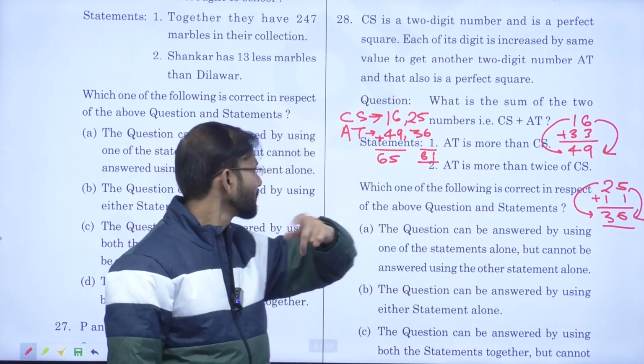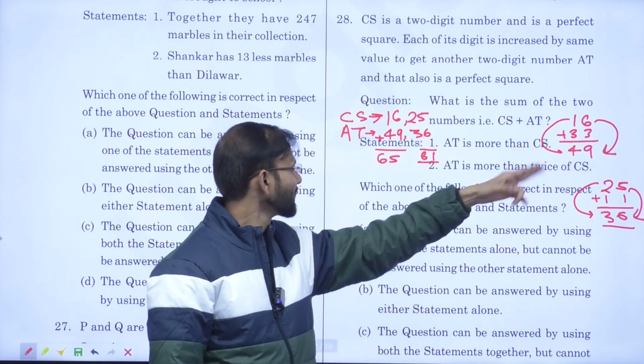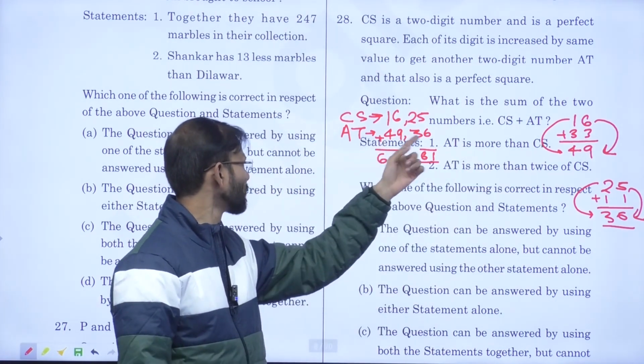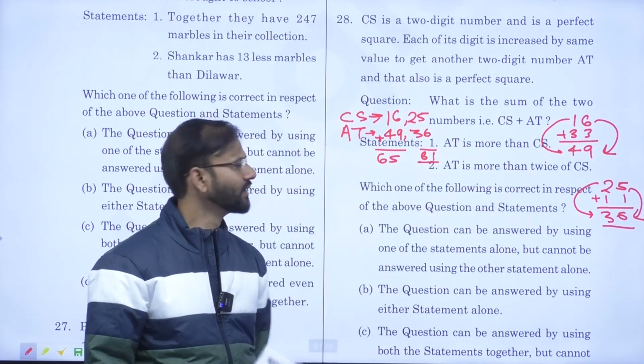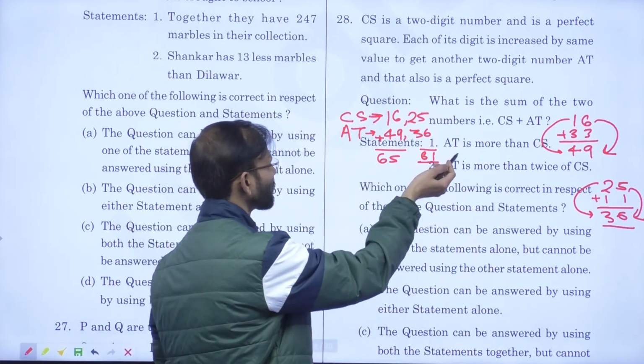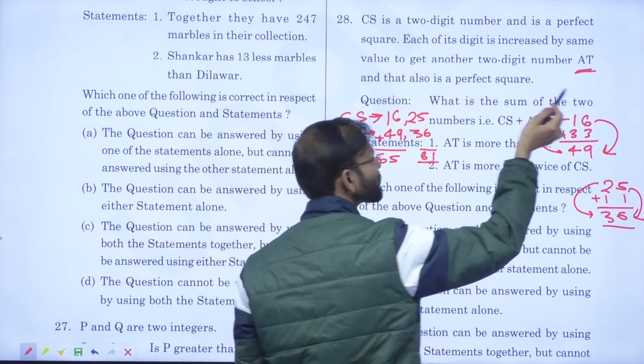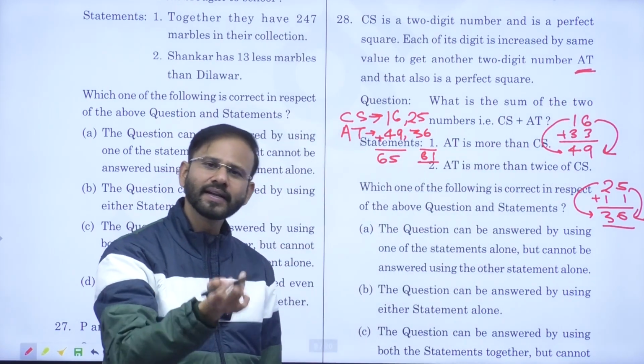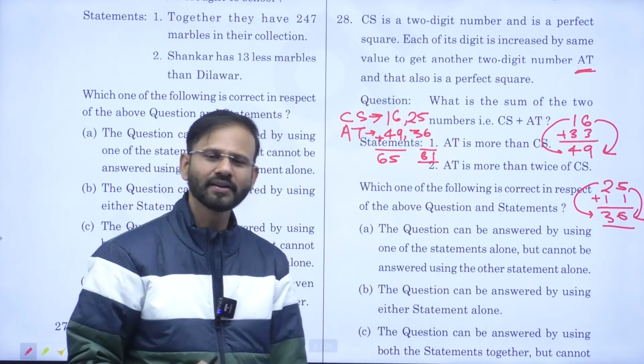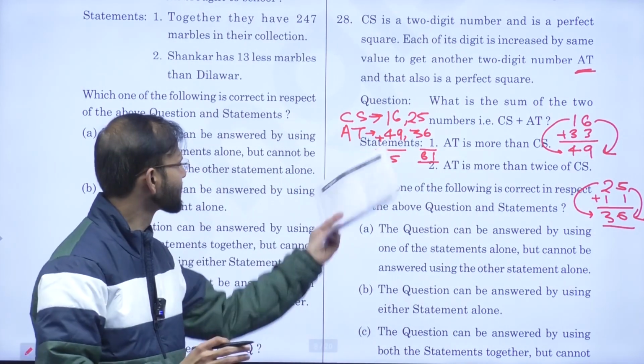But now read the first statement alone. 80 is more than CS in both the cases. And in fact, the question is saying that when you add something to CS, then you get 80. Then 80 is obviously more than CS. Right? So there is no point in reading this statement.